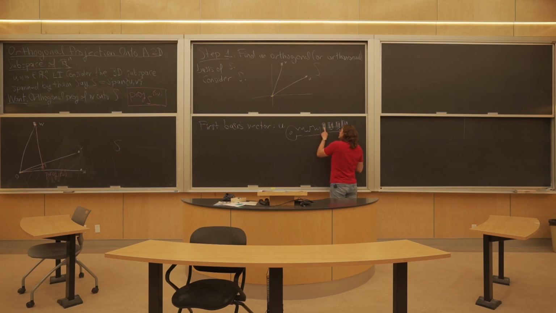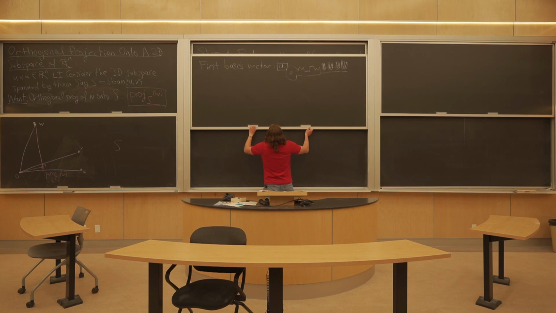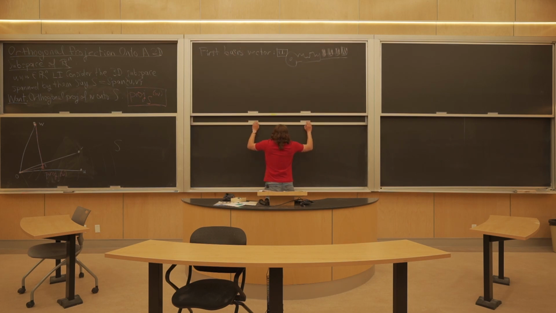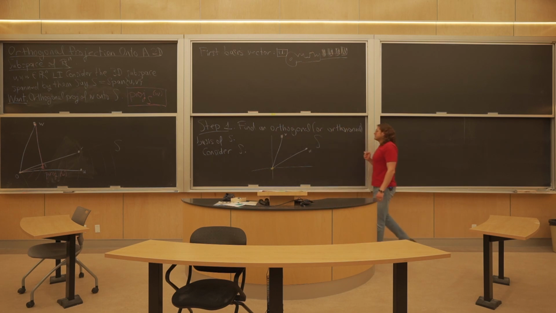I'm fixing the first one, and then I'm going to fix the second one, and so on. That's how it's going to go. So I fix my first vector U. I'm not going to touch that. Now I want to take an orthogonal vector, okay? Orthogonal vector, orthogonal to U in S. And for that, I'm going to use V.